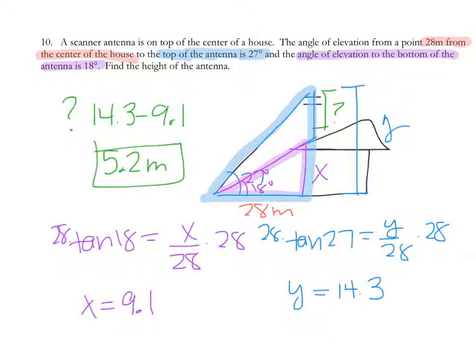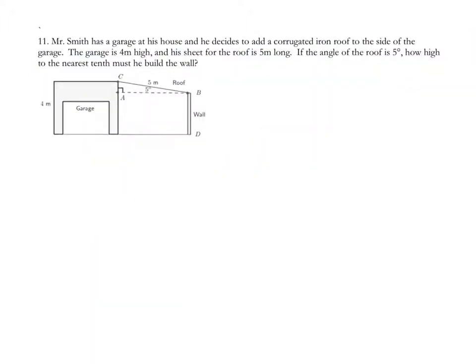Okay, and then number 11 is the last. In number 11, this one's a little different than what we've been looking at. You kind of had to think a little bit more for this one. It's talking about a garage where he has an iron roof on the side of his house, and the garage is 4 meters high. So you have that filled in over here already. That garage is 4 meters high. And his sheet for the roof is 5 meters long.